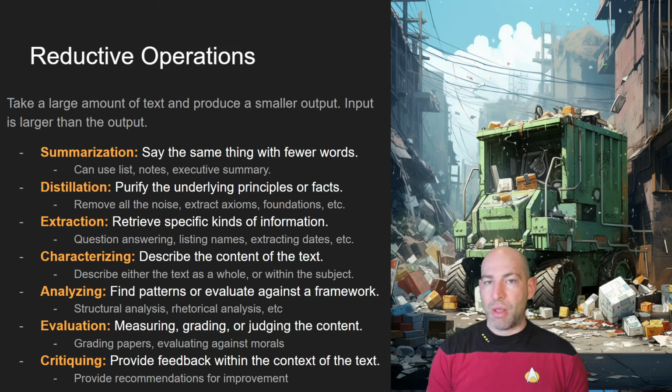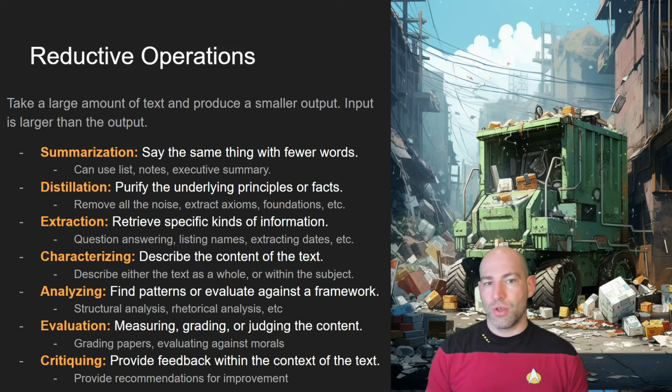Characterizing. This is one that a lot of people don't know about. You can have the language model either characterize the text or characterize the topic within the text. And so what I mean by that is you can characterize text. You can say, does this look like fiction? Does it look like a scientific article? Does this look like code? Or then, if it is code, for instance, you can characterize the code within that context. You can analyze it. So basically, you can do structural analysis, rhetorical analysis, that sort of thing.